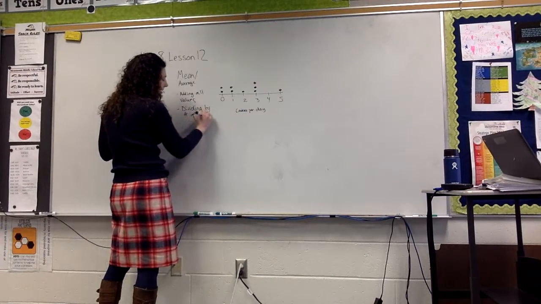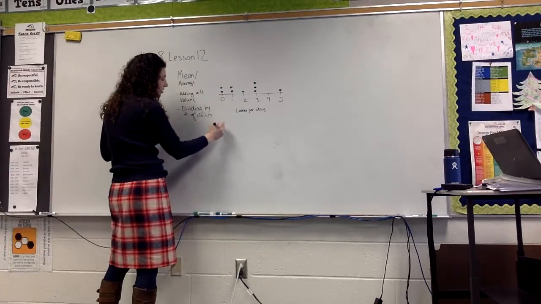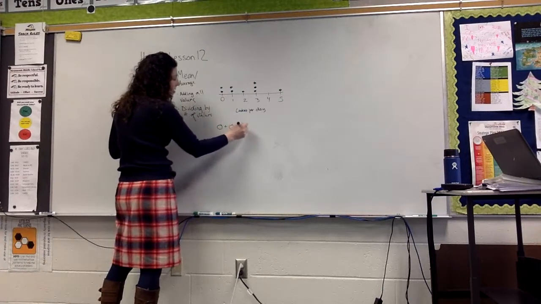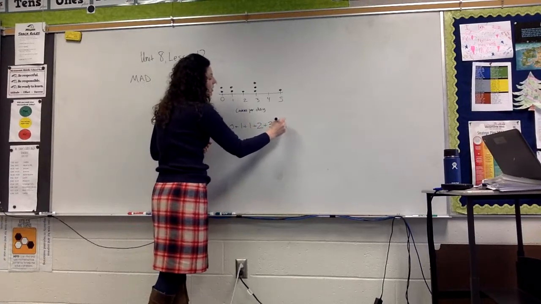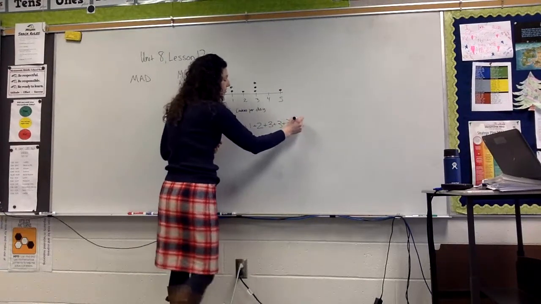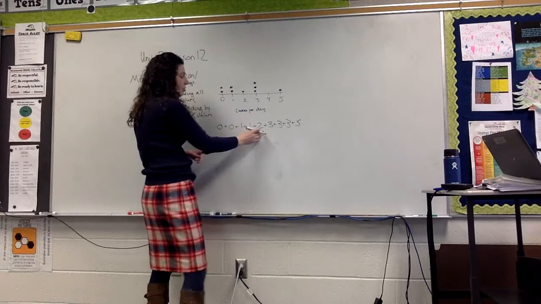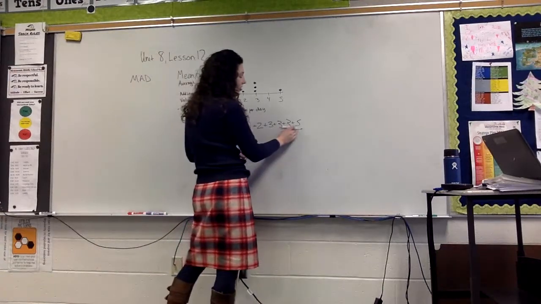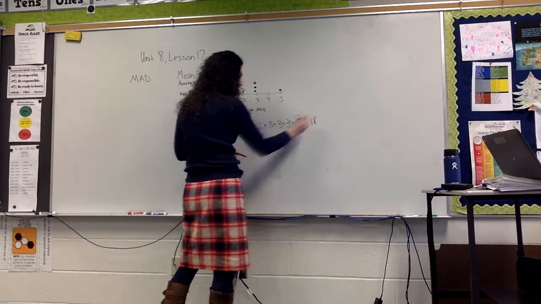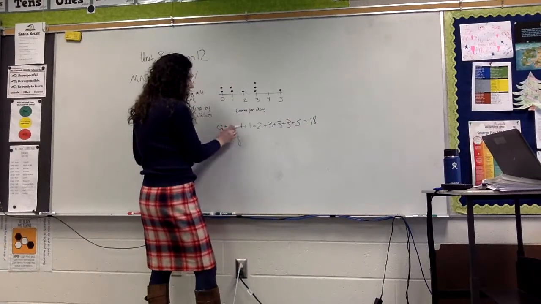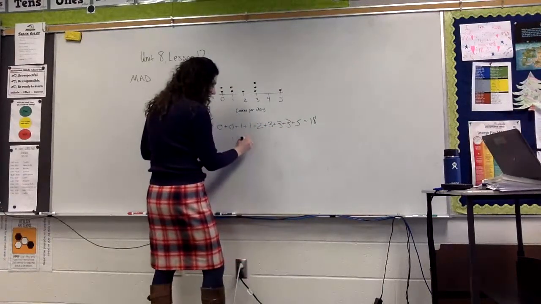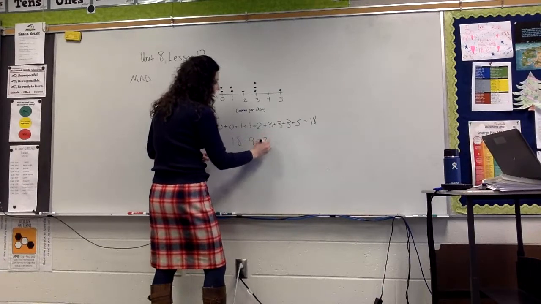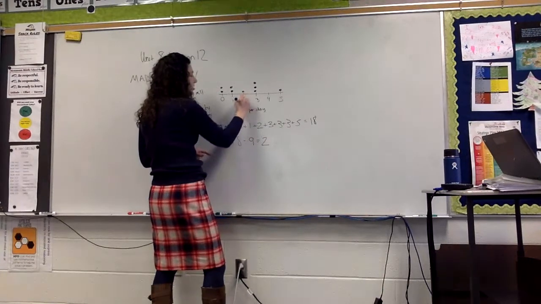So in this case, we would have to take 0 plus 0 plus 1 plus 1 plus 2 plus 3 plus 3 plus 3 plus 5. If I add this all up, 1, 2, 4, 7, 10, 13, 18, and then there were 1, 2, 3, 4, 5, 6, 7, 8, 9 numbers that we did. So 18 divided by 9 is 2. So our average right here is 2.